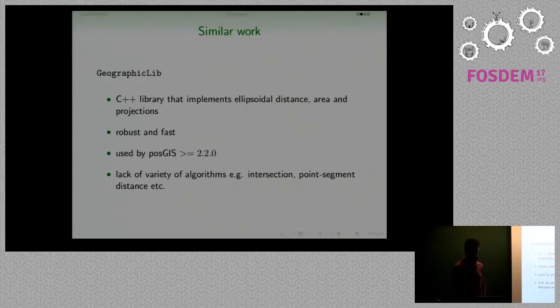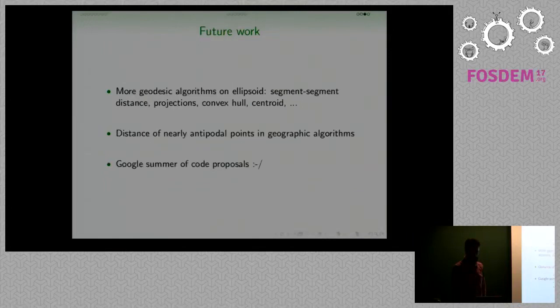Okay, that's it about the related work. And let's go to future work. This is work in progress. We are implementing more algorithms for ellipsoid, like segment distance, more projections, convex hulls, and centroids. And we also want to have all the relational operations that are going to be used for spatial indexing.